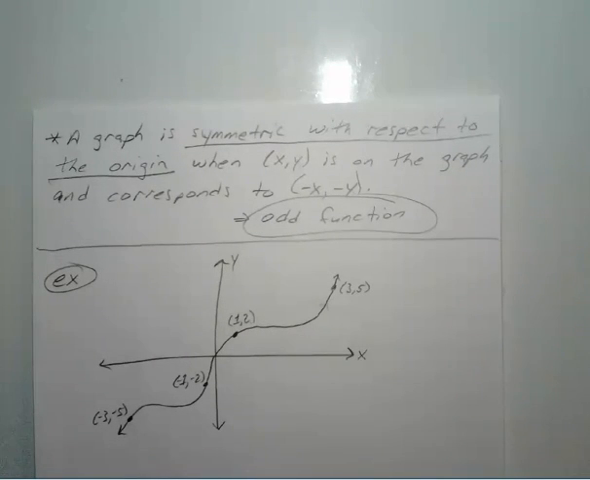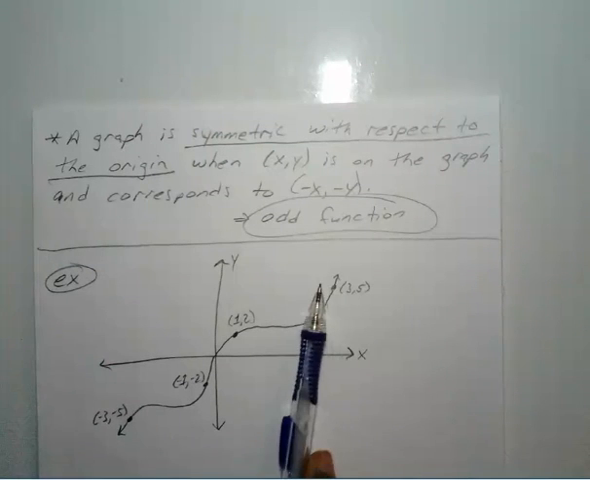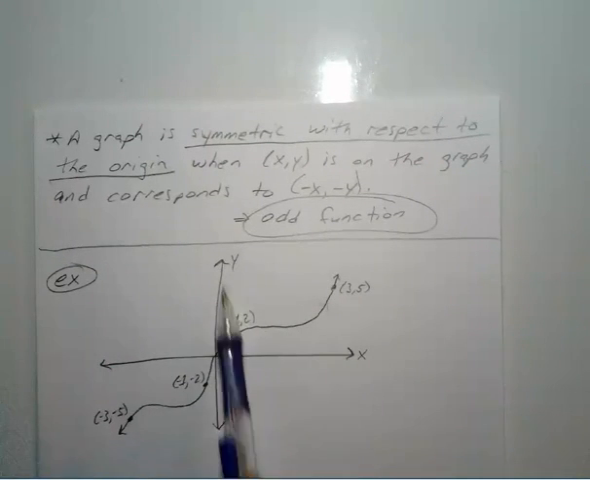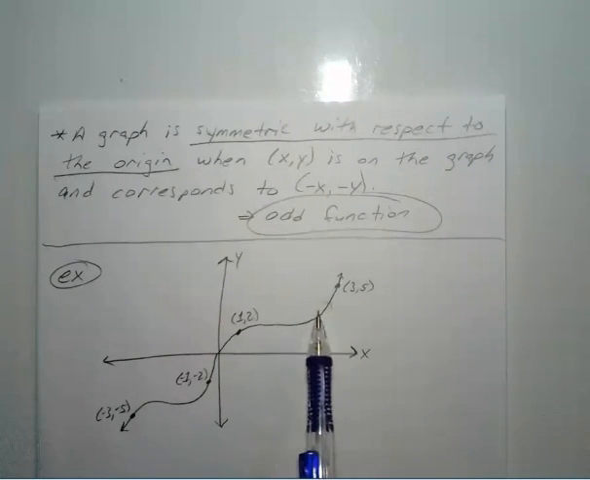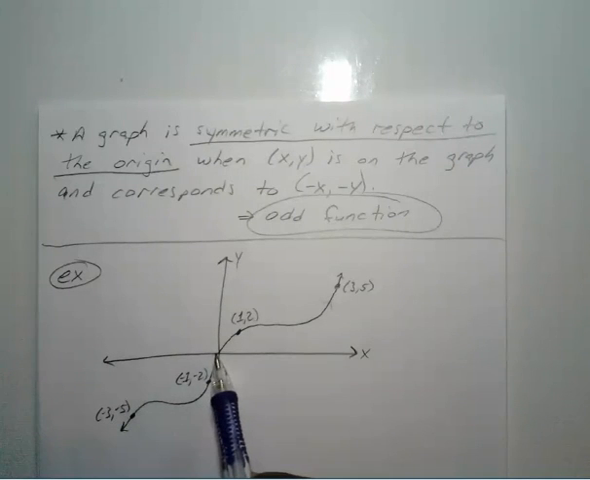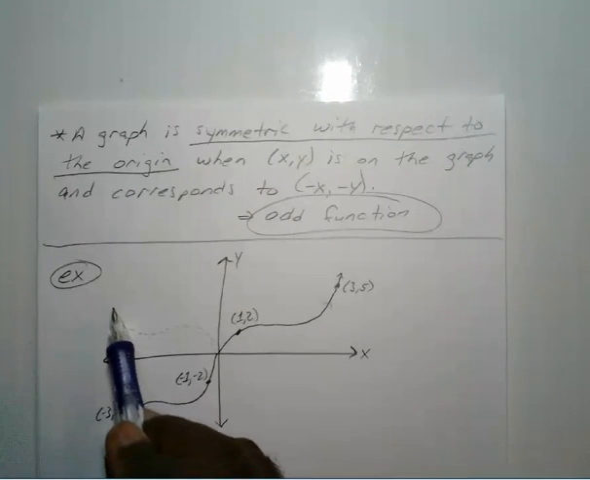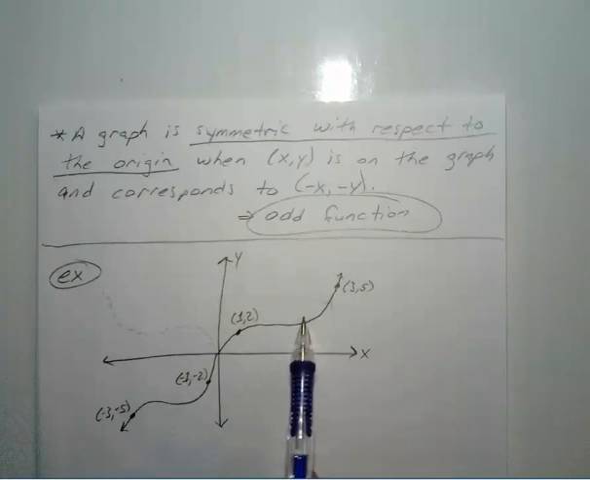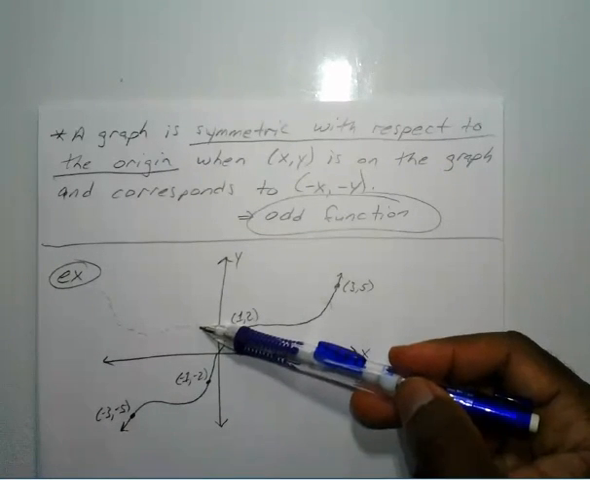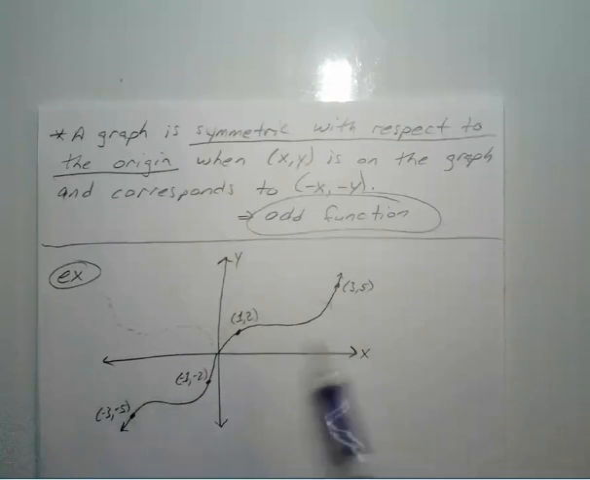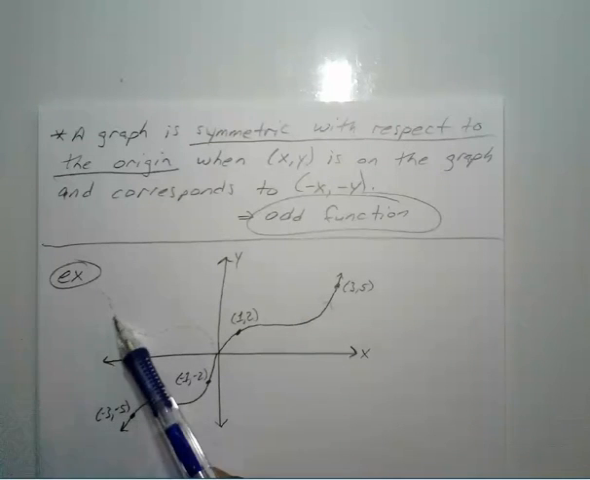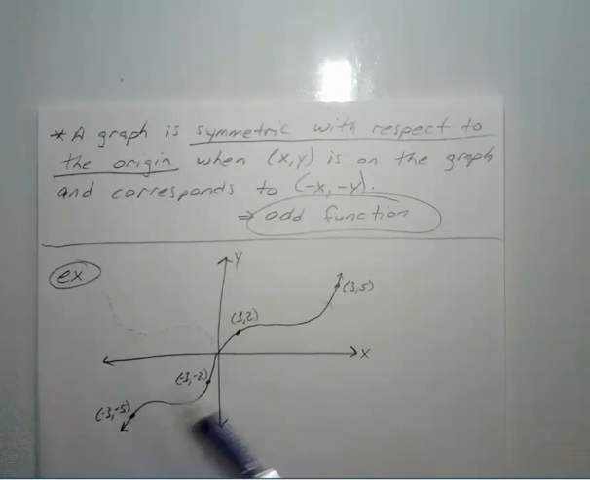Now, if you were just looking at the graph, you would have to flip this portion. Let's say you're looking at just this part of the graph, blocking this out. If you flip it over the y-axis, it would look like that. Then if you flip it again, over the x-axis, it should line up perfectly with this graph. So if you have a graph that you can flip over the y-axis and then again over the x-axis, that's how you know it's symmetric with respect to the origin.